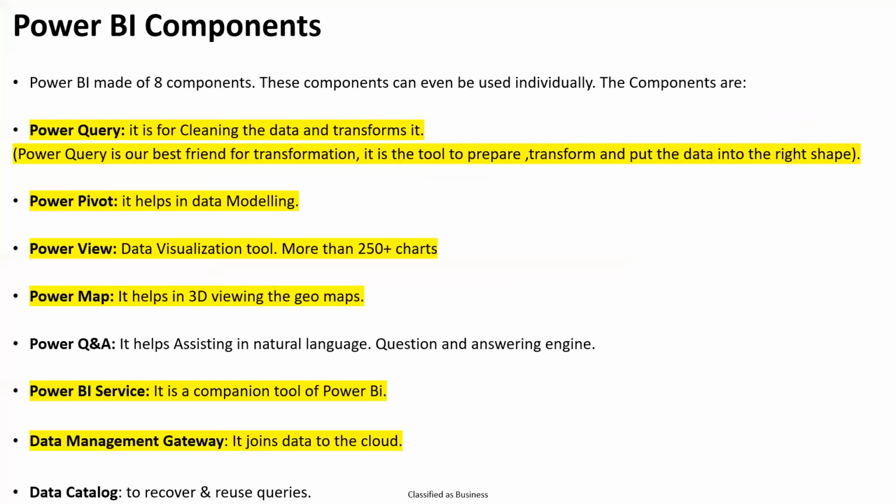So the data visualizations part supports more than 250 plus custom charts. Power Map, previously this component was there. Now, as per the latest update, it has been excluded. Okay, so just try to ignore it. Previously, what is this Power Map? As per the latest updates, monthly basis, they are releasing some new features. So what is this Power Map?